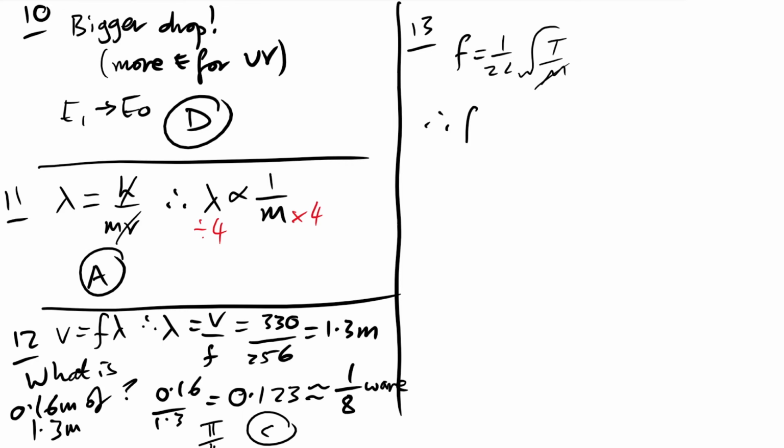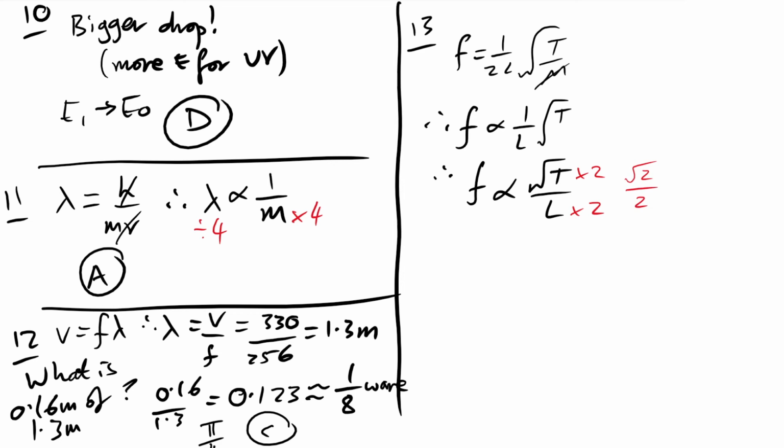So therefore we can say that F is proportional to 1 over L, and it's also proportional to root T. So actually just let's write that out once more. So root T over the length. So this is doubled. This is doubled too. So therefore that's root 2 over 2. So that's actually going to be 1 over root 2. So therefore the answer is going to be A. Frequency's gone down by a factor of root 2.